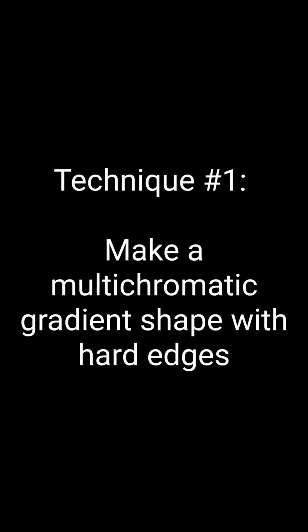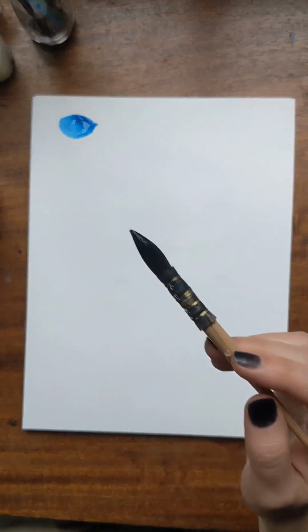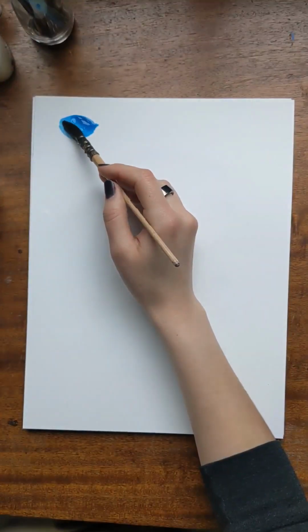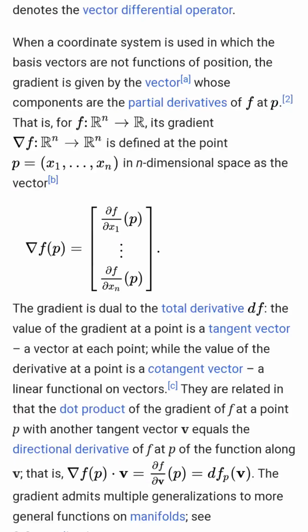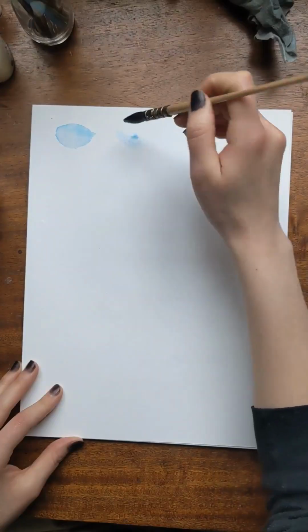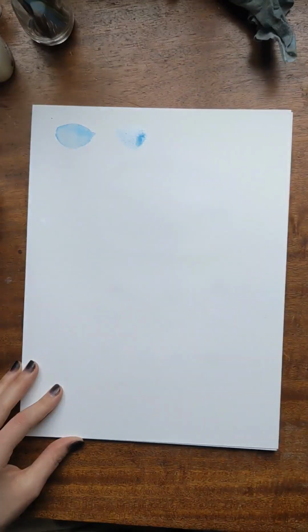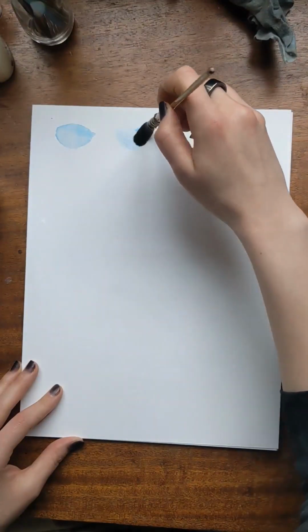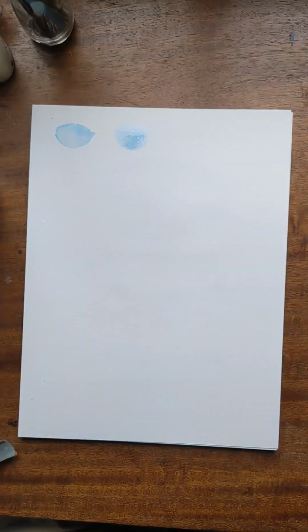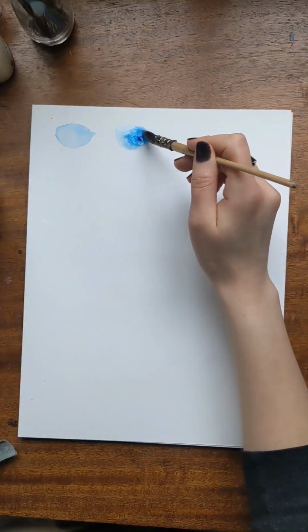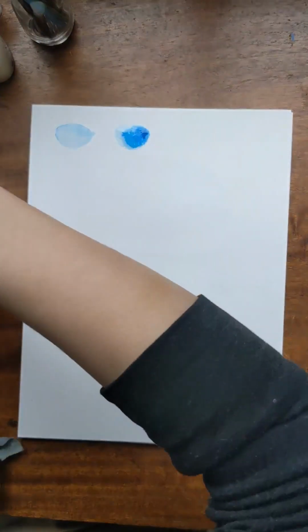Let's look at our first technique, creating a multichromatic gradient shape with hard edges. So, what does this even mean? Well, here's the vector calculus definition of a gradient. Just kidding. Gradient means our colors will gradually fade into one another, creating a smooth transition. That gradiated area will describe a shape, and the painted shape itself will have hard edges rather than softly blending into the paper. Here, I'm creating a single color gradient shape with hard edges.